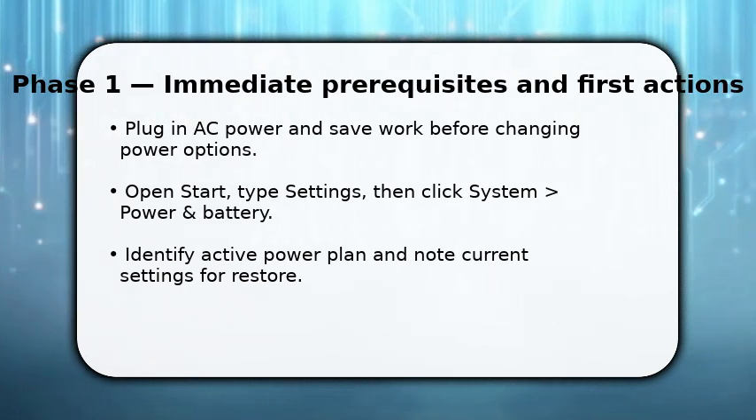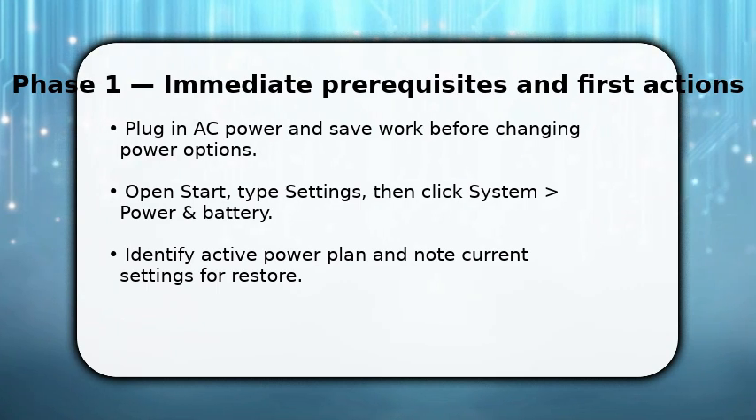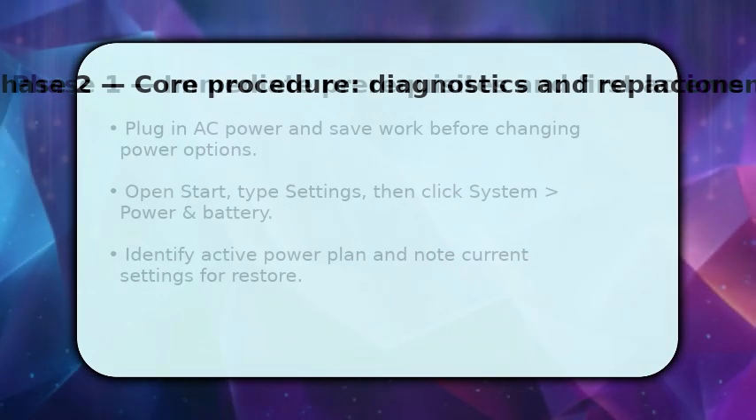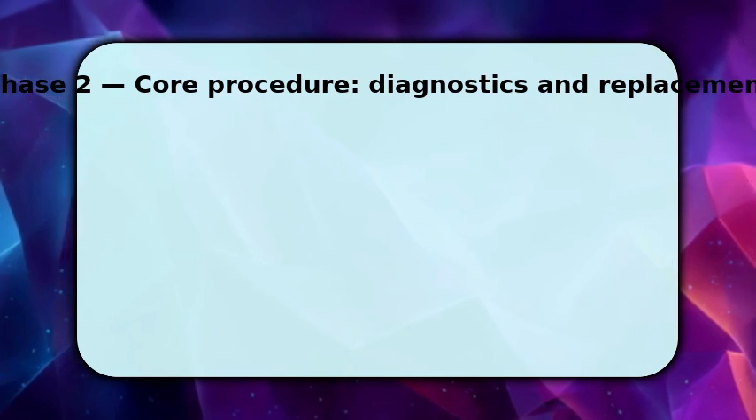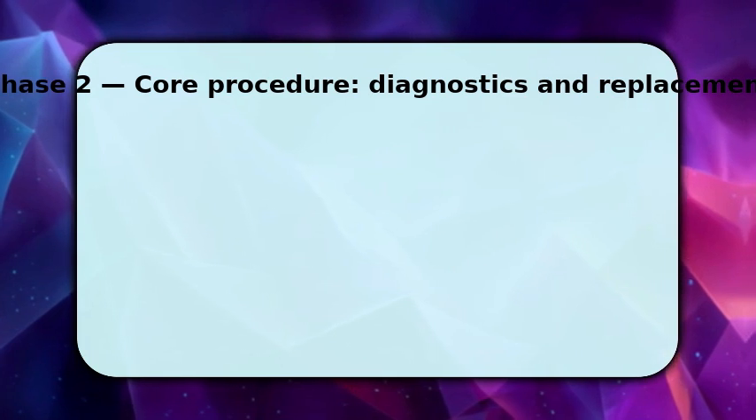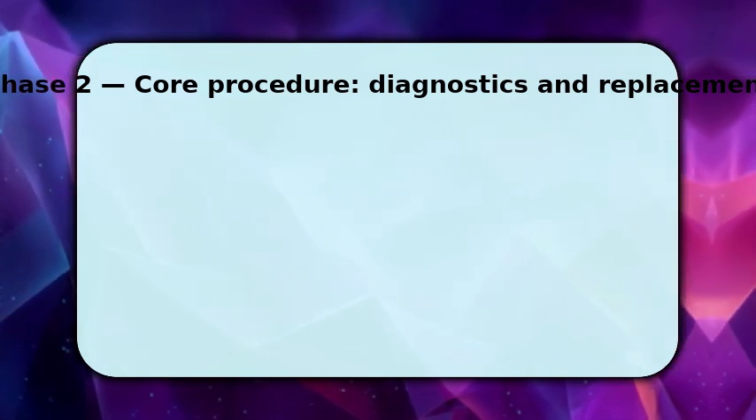Now you'll dig into the detailed controls. Click Additional Power Settings, then change Plan Settings for the active plan and choose Change Advanced Power Settings. Expand Sleep and set Sleep and Hibernate to Never so the PC won't enter power saving unexpectedly.